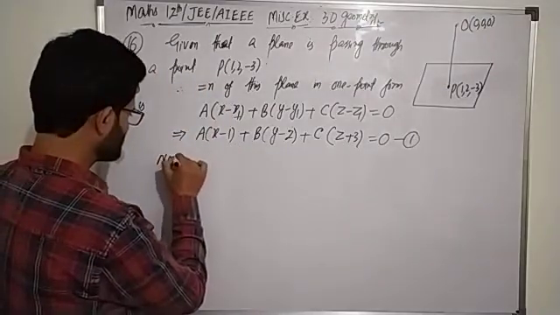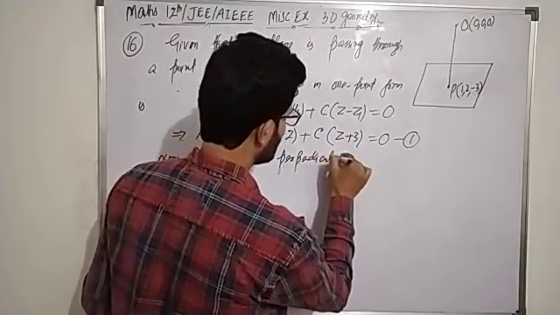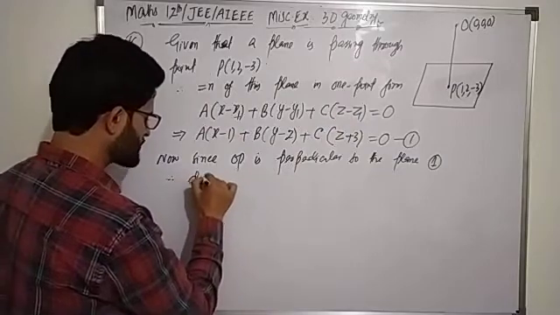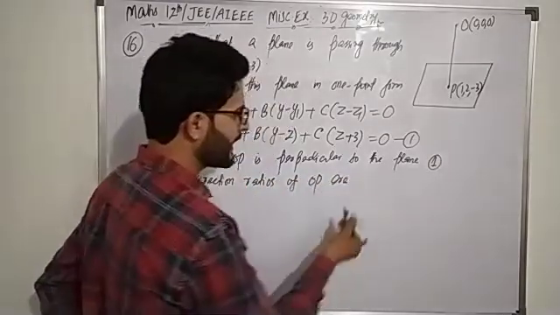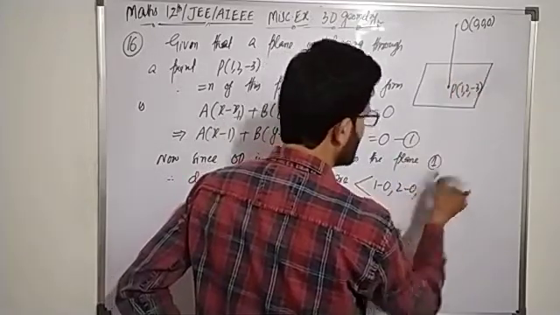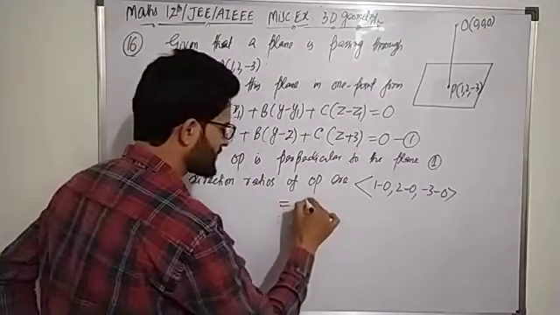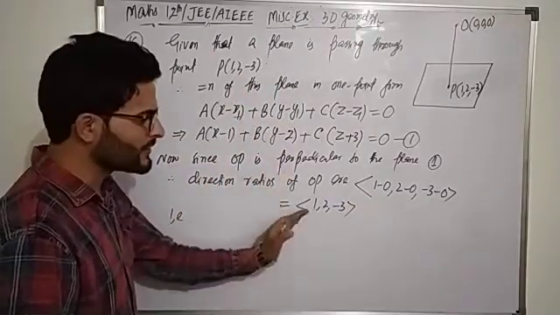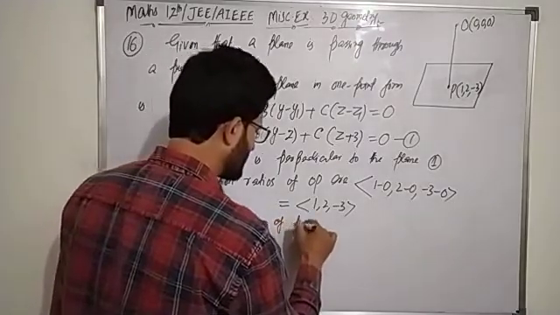Now since OP is perpendicular to the plane first, therefore direction ratios of OP, तो क्या बनेंगे OP के direction ratios, x2 minus x1, that is 1 minus 0, y2 minus y1, that is 2 minus 0, z2 minus z1, that is minus 3 minus 0. तो क्या बनेंगे direction ratios? That's equal to ordered three tuple of 1, 2, minus 3. That is, ये direction ratios normal के हैं, perpendicular के हैं, तो यही बनेंगे attitude numbers, that is attitude numbers of plane first are.